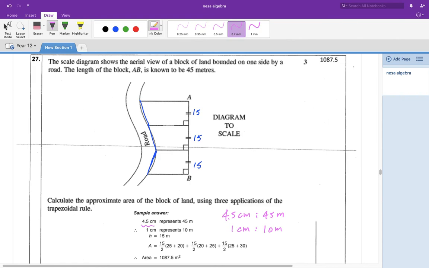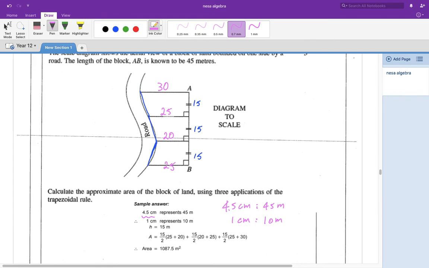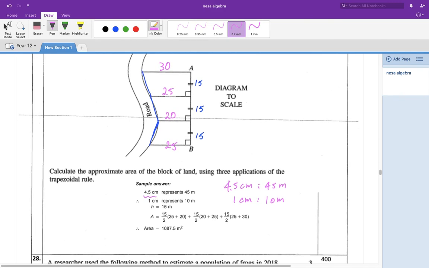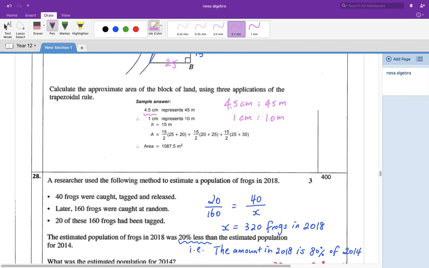And then you can measure everything accordingly. And you should get that this is 30 and maybe this is 25, 20, and 25, in reality, of course. If you do it on the paper, it should be 3 centimeters, 2.5, 2 and 2.5 centimeters. And then with the trapezoidal rule, you just put it into the formula, right?